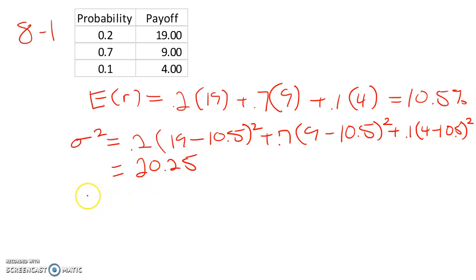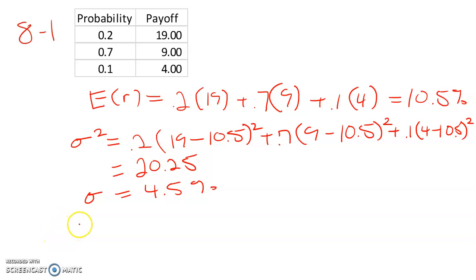20.25, and take the square root to get the standard deviation, and that is 4.5. So the standard deviation of this portfolio is 4.5%.